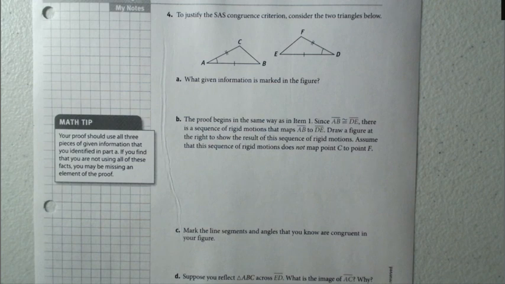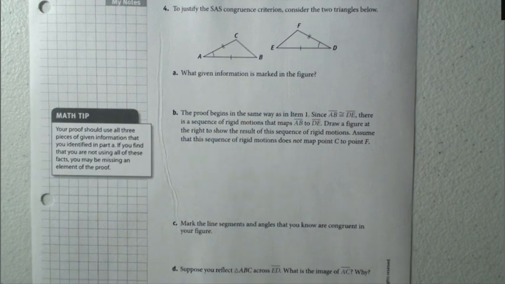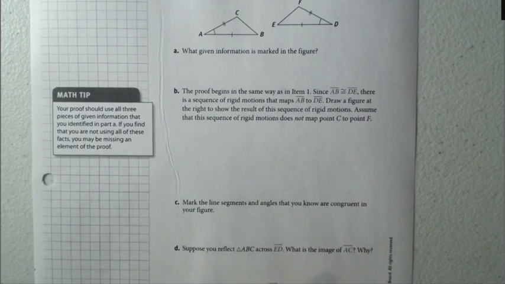Here we have now made it to section 4, and section 4 covers question number 4. It says, to justify the SAS congruence criterion, consider the two triangles below. A. What given information is marked in the figure?